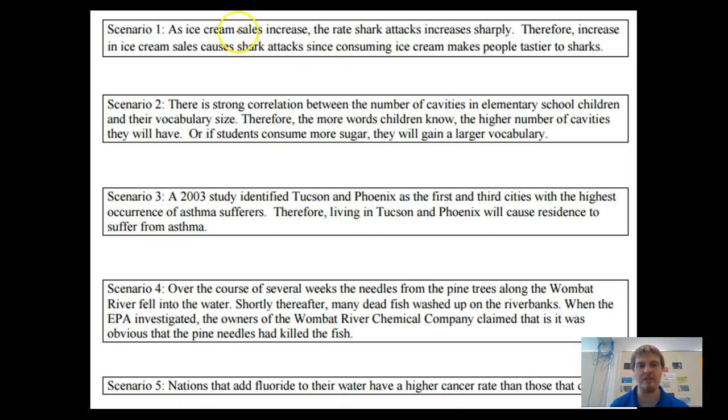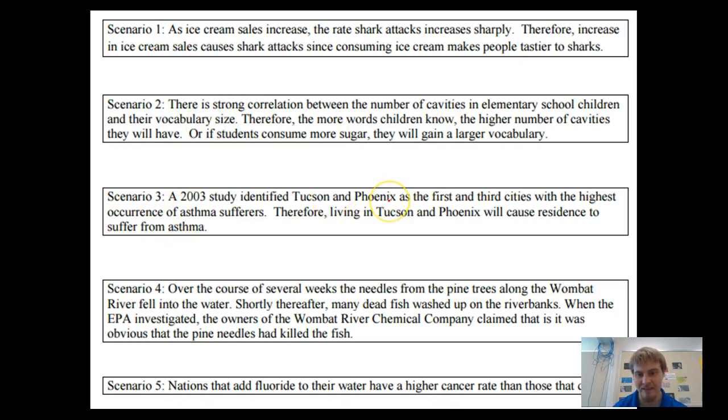We can see some scenarios here that are fun to think about. Scenario 1: ice cream sales increase, so do shark attacks. So these things are correlated, but again, one doesn't cause the other. What causes both is summer. More people are in the water during summer, and more ice cream is sold during the summer because it's not as cold. Scenario 2: strong correlation between cavities and vocabulary size. But again, the correlation there is that the longer you live, the more likely you are to have cavities, and the longer you live, the more your vocabulary increases.